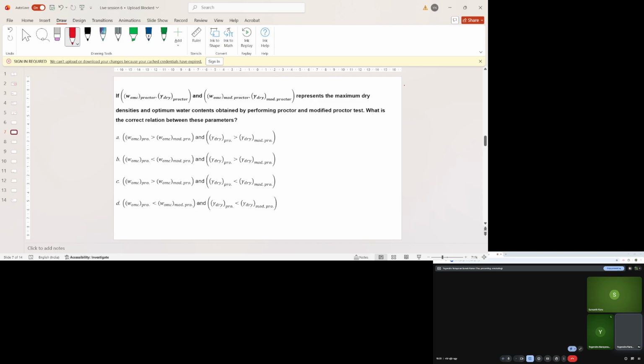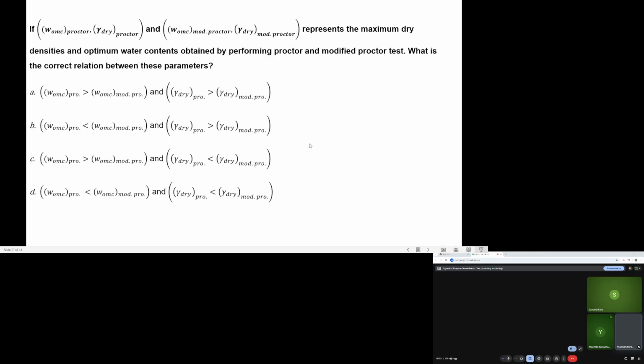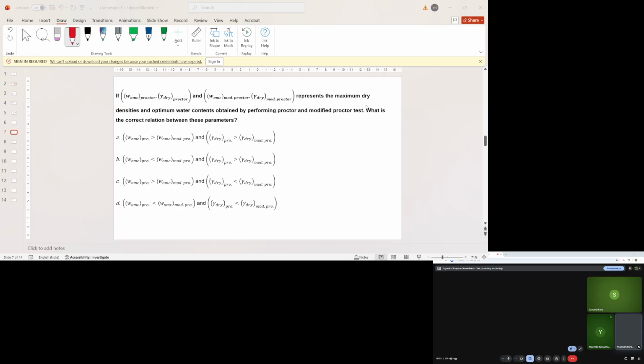So there are four parameters here you should understand. Two broader parameters, which are optimum moisture content and maximum dry density, right? So those two parameters are given for both the Proctor tests. One is standard Proctor and the second is modified Proctor.